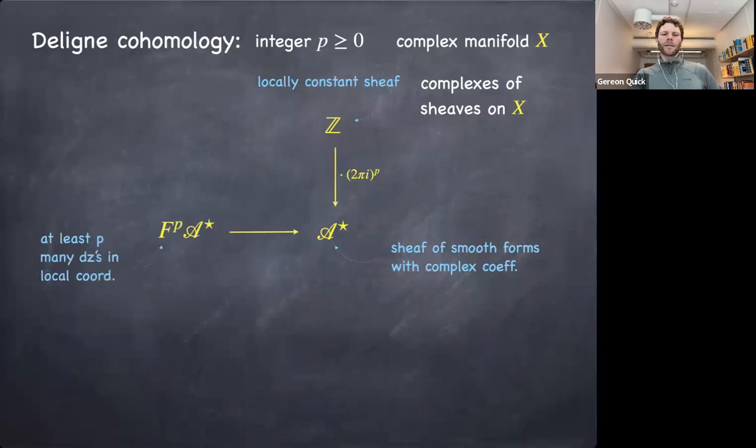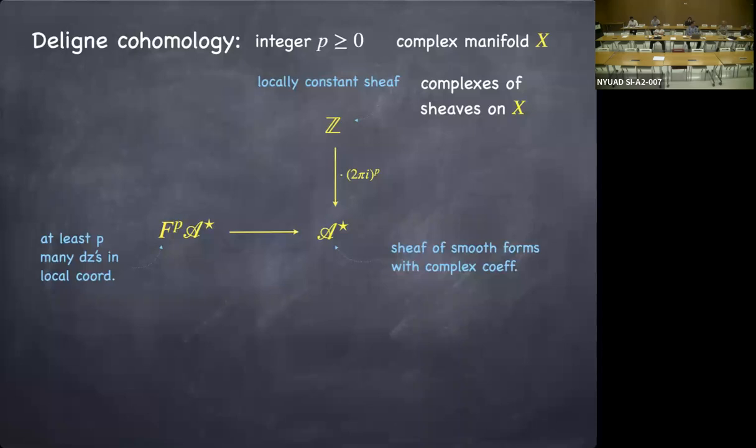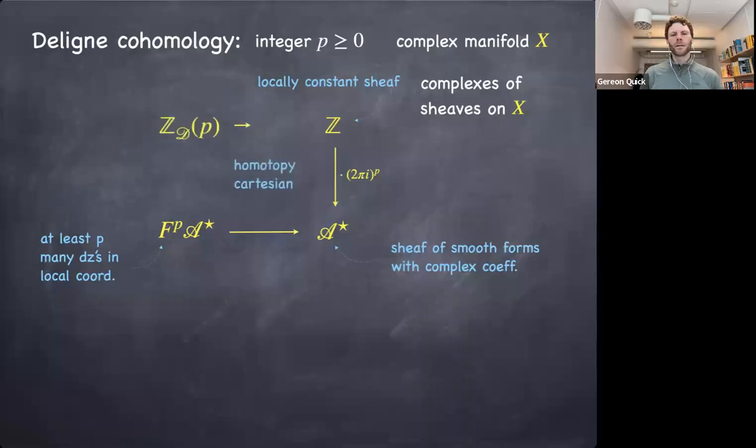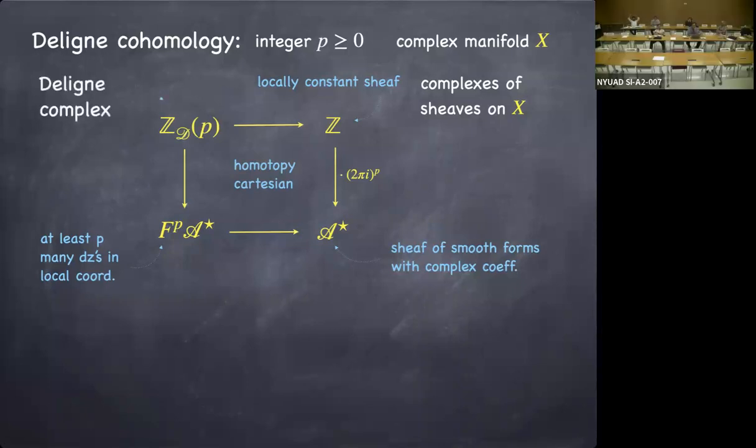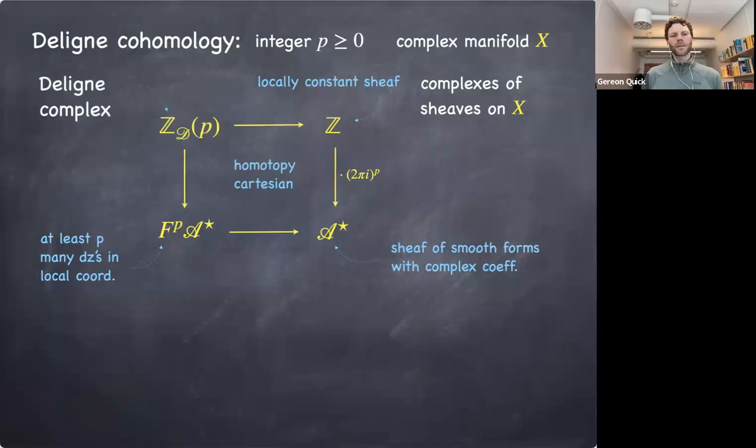So we filter this complex by taking local coordinates, and since we use complex coefficients, we can choose a basis consisting of dz's and dz bars, and then we keep track of how many dz's we have and use that to filter this complex. Okay, and then we would like to form the homotopy Cartesian square and define a new complex Z(p) as the homotopy pullback of this diagram. And this complex is then called the link complex.